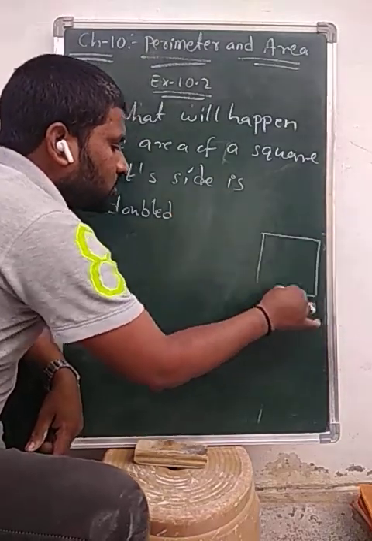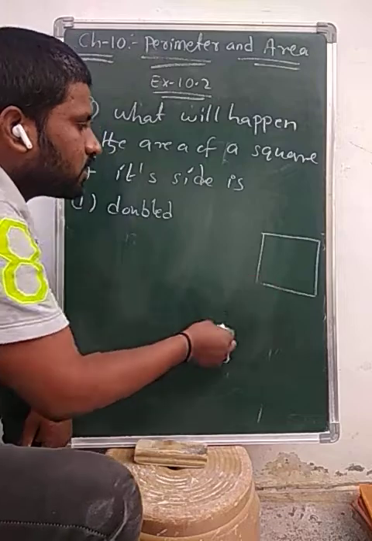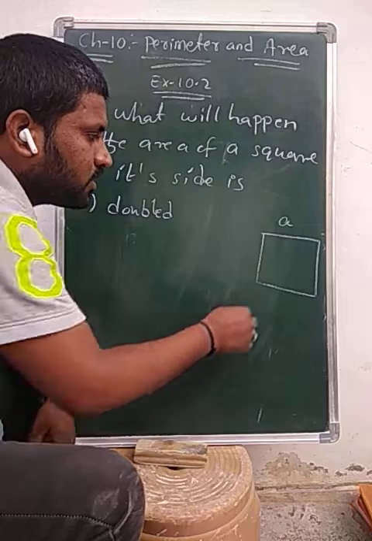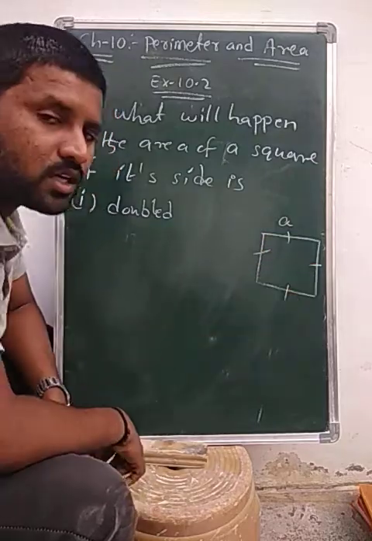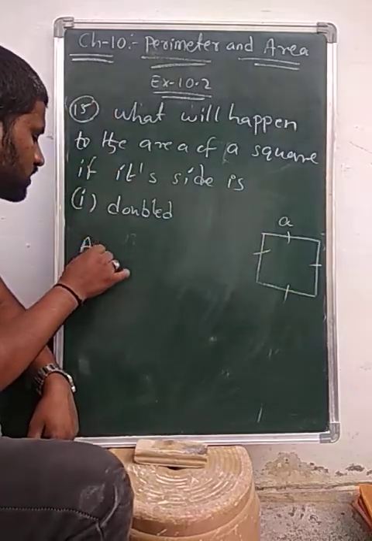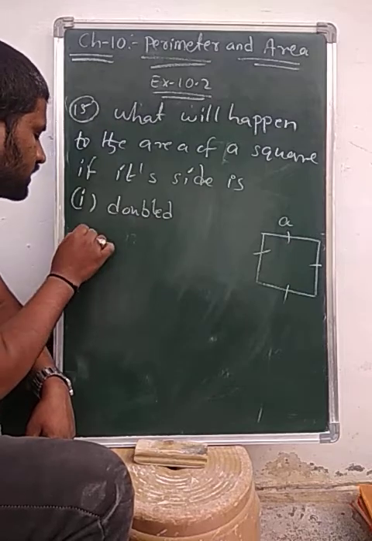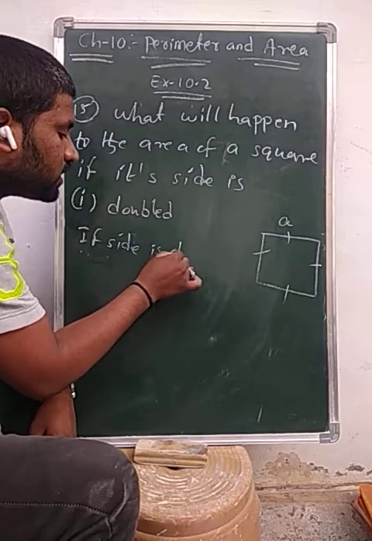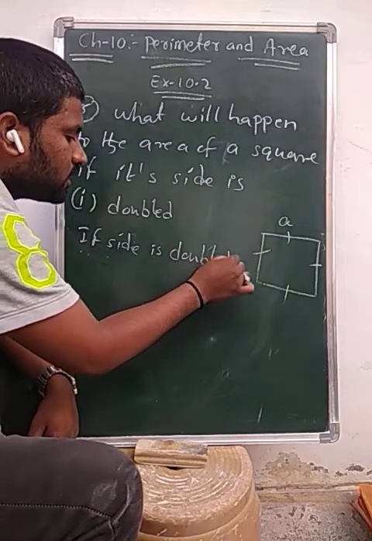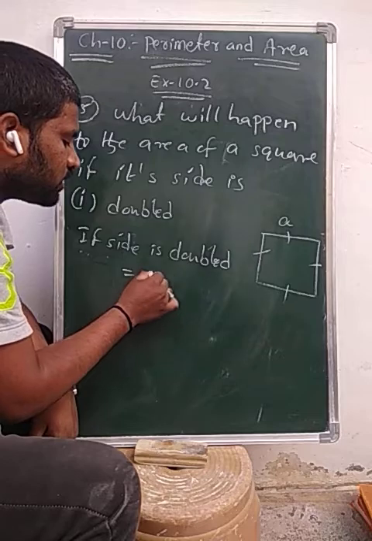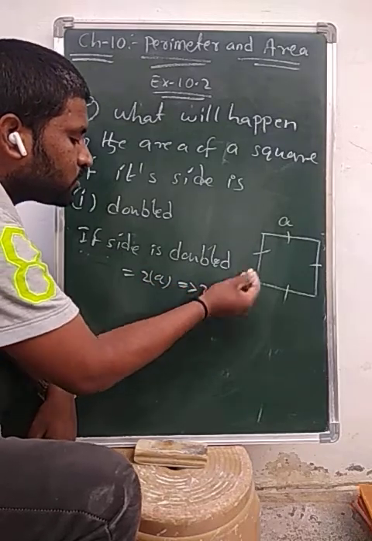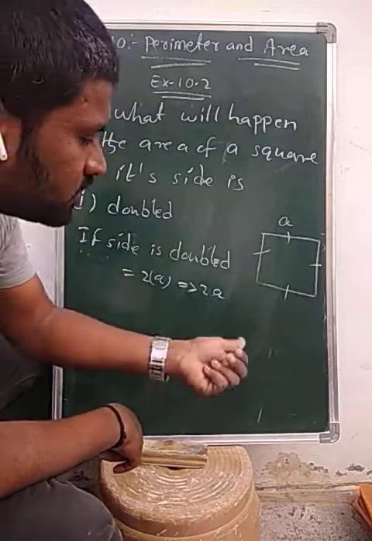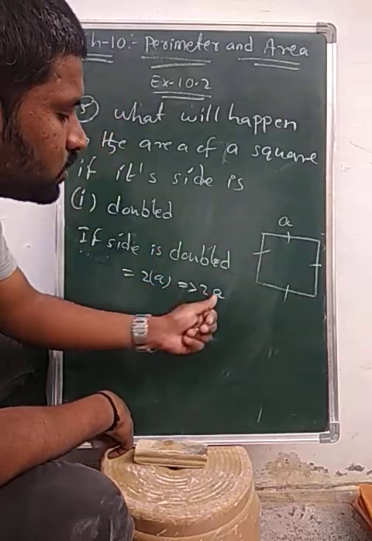Now we know this is a square. A side of a square is, I am taking A. You know, in a square all sides are equal. What is the area of a square? Okay, if the side is doubled, that becomes 2 into A, that is 2A. The side of a square is A, doubled means 2 of A, that is nothing but 2A.